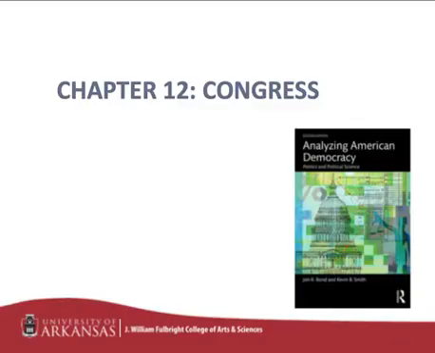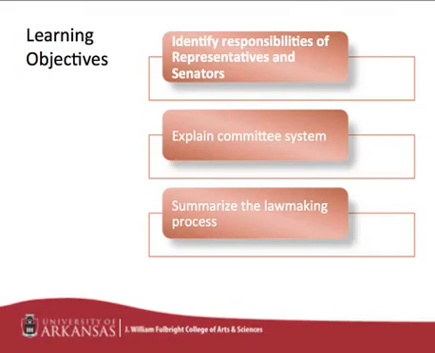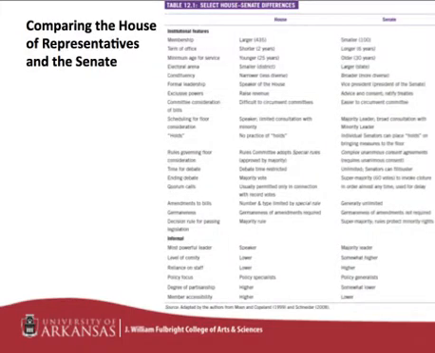Chapter 12, Congress. With this segment, we'll be considering the learning objective of identifying the responsibilities of representatives and senators. But the first step is to do a comparison of the House of Representatives and the Senate. The U.S. system is bicameral. In other words, there are two bodies.